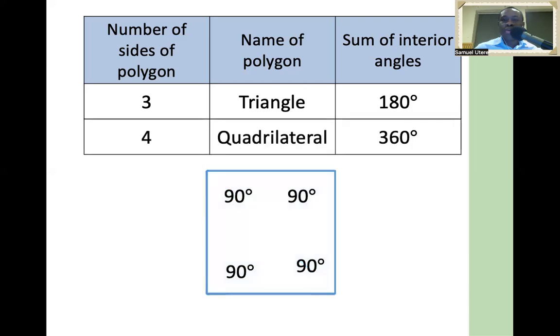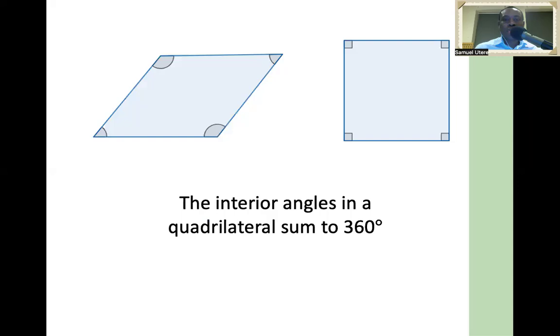So we can add another fact to our table stating that for 4-sided polygons, which are called quadrilaterals, the sum of the interior angles is 360 degrees. So one fact we must establish in our geometric reasoning lessons is that the interior angles in a quadrilateral sum to 360 degrees.